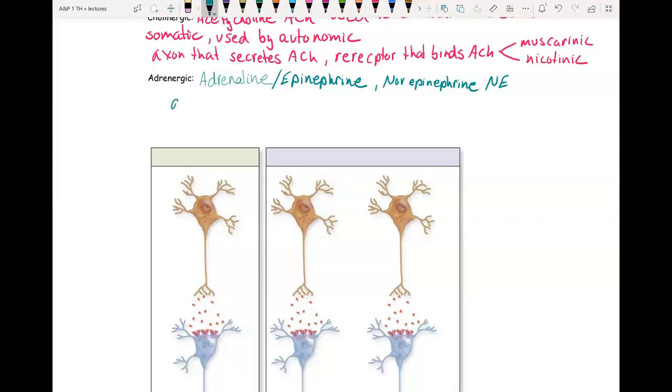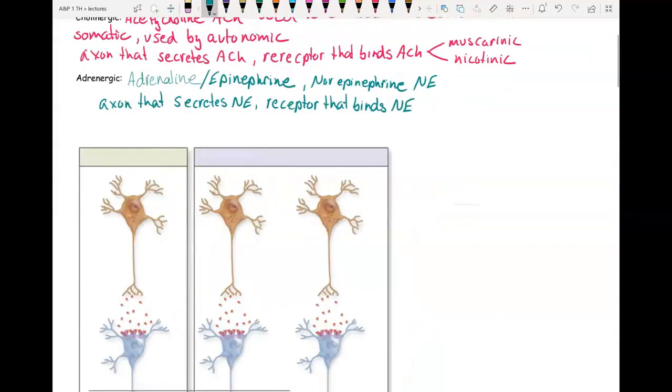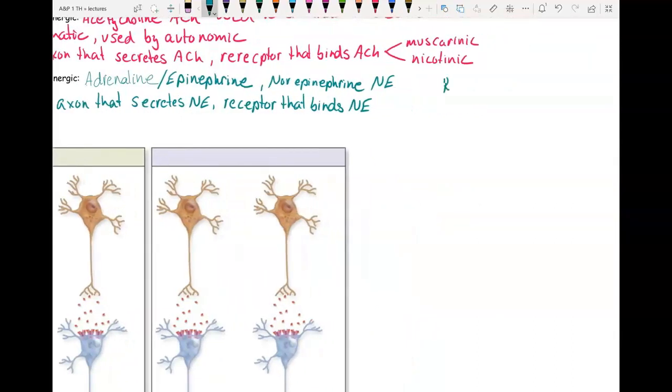And again, this can refer to an axon that secretes norepinephrine, or a receptor that binds it. And with our receptors that bind norepinephrine, we have four types. They can be alpha or beta, and then within each of those you have 1 and 2. So you have alpha 1, alpha 2, beta 1, beta 2.